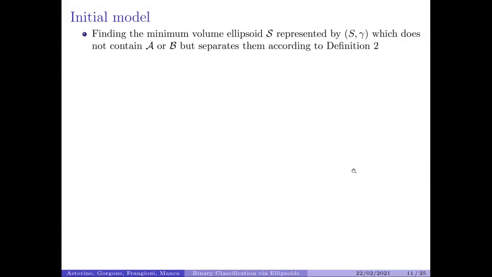So as before, we want to find the minimum volume ellipsoid which separates A and B. And in this case, we consider A and B given by the convex hulls of two finite point sets.